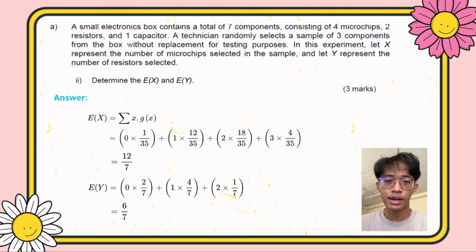Next, we'll calculate the expected values. The expected value of X, written as E(X), is equal to the summation of x multiplied by g(x), which gives E(X) equals 12/7. Similarly, the expected value of Y, written as E(Y), is equal to the summation of y multiplied by h(y), which gives E(Y) equals 6/7.